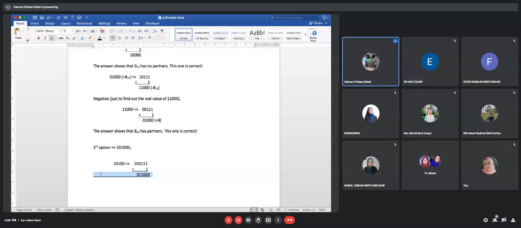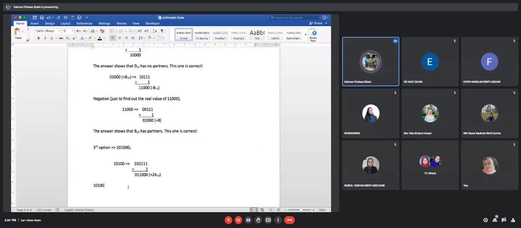What's the real value of this representation? 1, 8, 1, 2, 4, 8 plus 16, that's 24. Positive 24. So here, if we choose the third option, we just add 1 and 0. You change the value: this one actually represents positive 24. It does not represent positive 8.